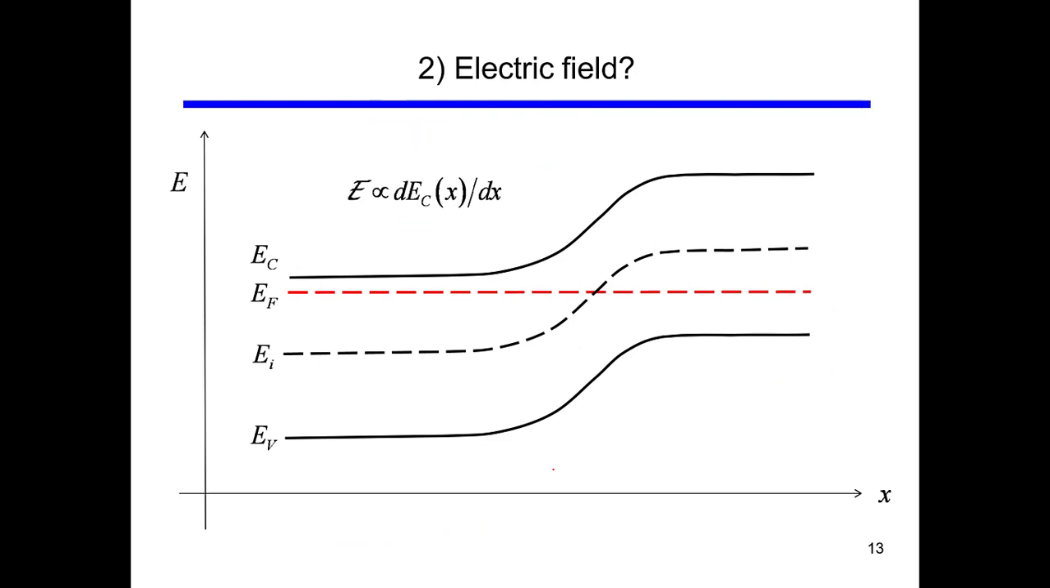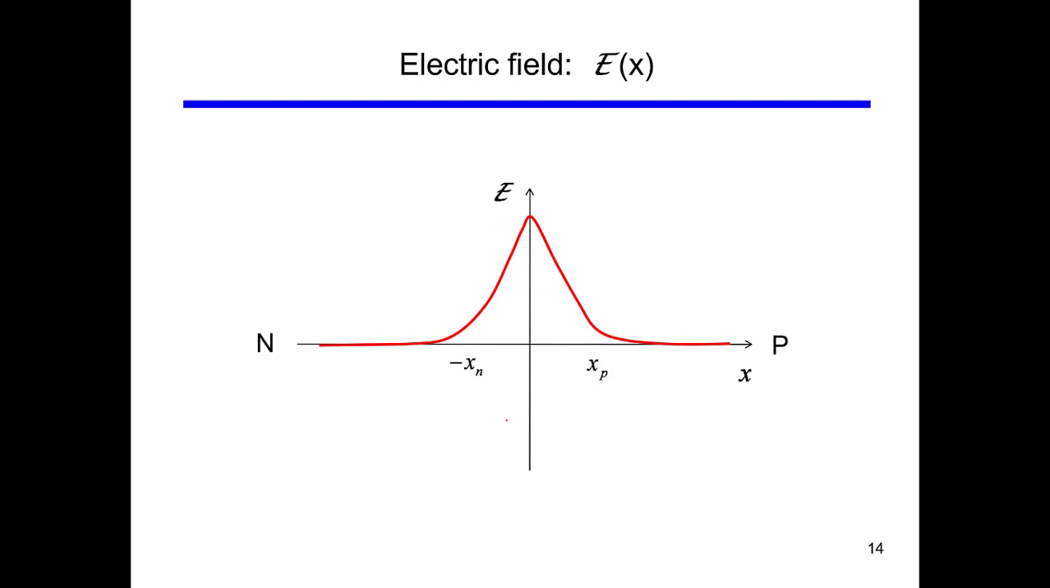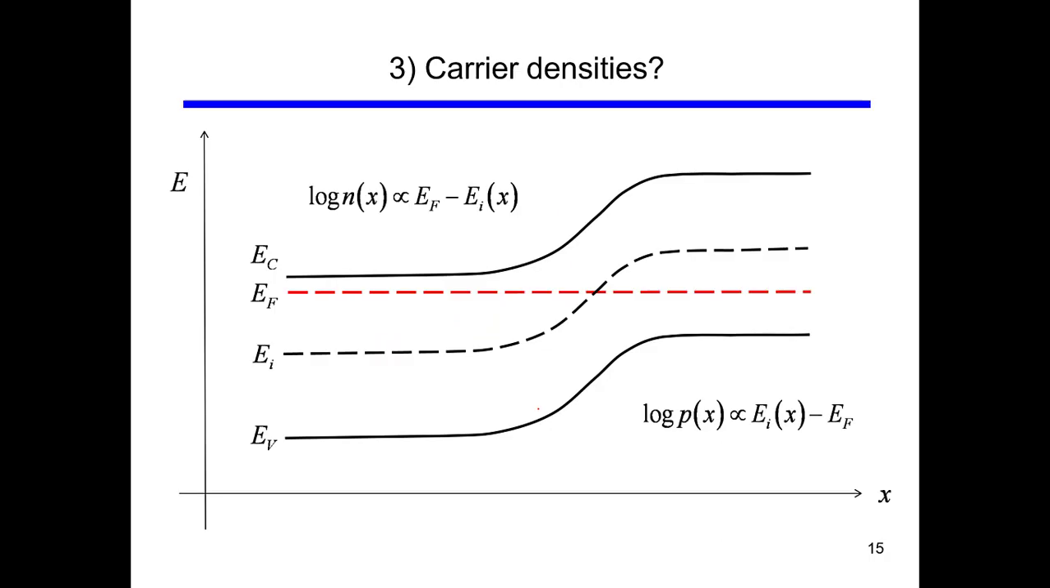If we want to talk about the electric field, as we discussed before, the electric field is the differential of the band, so it is the slope of the band. The slope here is 0, here we have a positive slope, here we have a 0 slope. So it is maximum here because the slope was positive here, and then it goes to 0 on both sides.